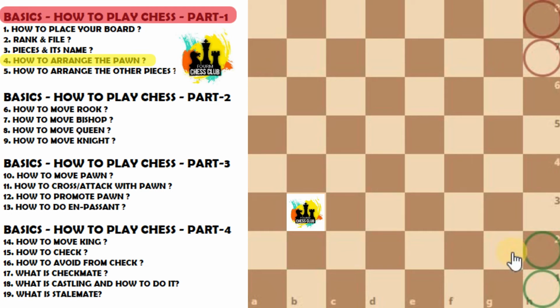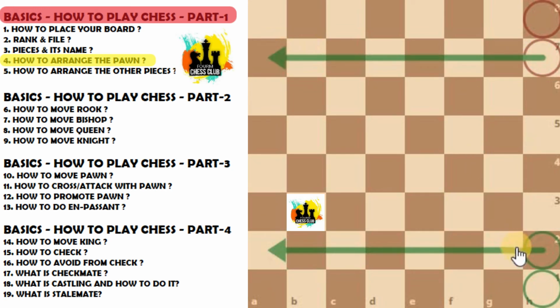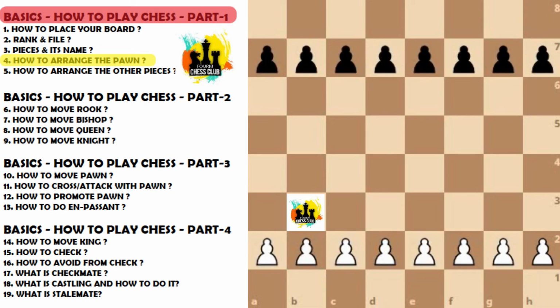Always the pawns should occupy the second rank on your chessboard for white, and for black it is the 7th rank. So we have to place all our white pawns on the second rank and the black pawns on the 7th rank. This is how we will be placing the pawns. And the next thing we are going to see is how to place the other pieces, from the rook to the knight and so on.